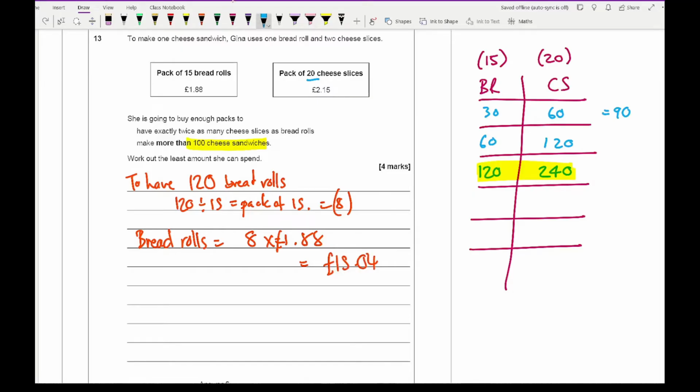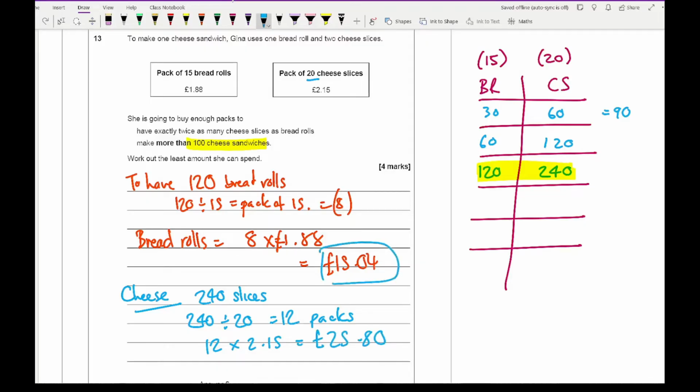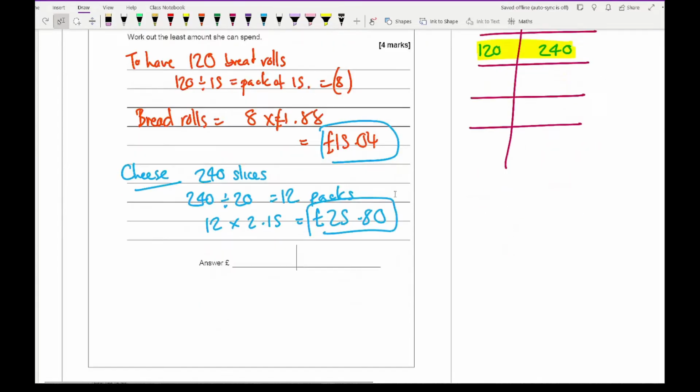Then for the cheese, I need 240 slices, so that's going to be 240 divided by 20. 240 divided by 20 gives me 12. I'm going to need 12 packs, so then 12 times 2.15 on the calculator gives me £25 and 80 pence. So then all I need to do is add those two total amounts, which comes up to a total of £40 and 80 pence.